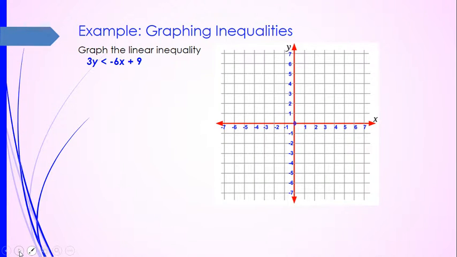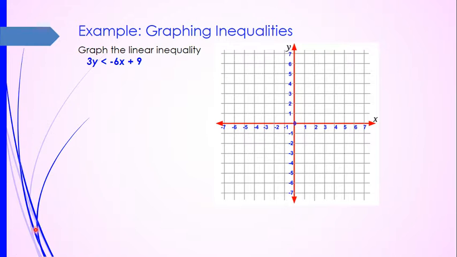All right, so let's remind ourselves how to graph a line. In this case, consider the inequality 3y is less than negative 6x plus 9, and we're tasked with graphing this inequality. The first thing I ask myself is, is this inequality in slope-intercept form? Do I have the y all by itself on the left-hand side? In this case, I don't. Look, it's being multiplied by 3. I have 3y on the left-hand side.